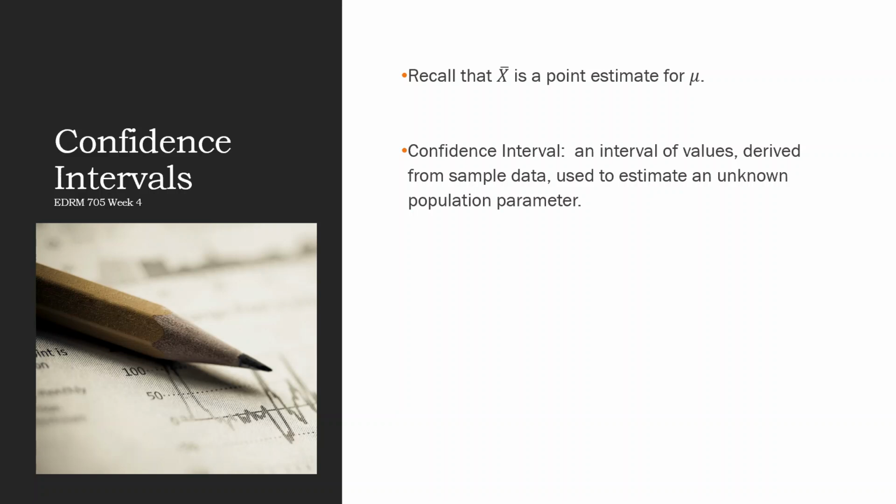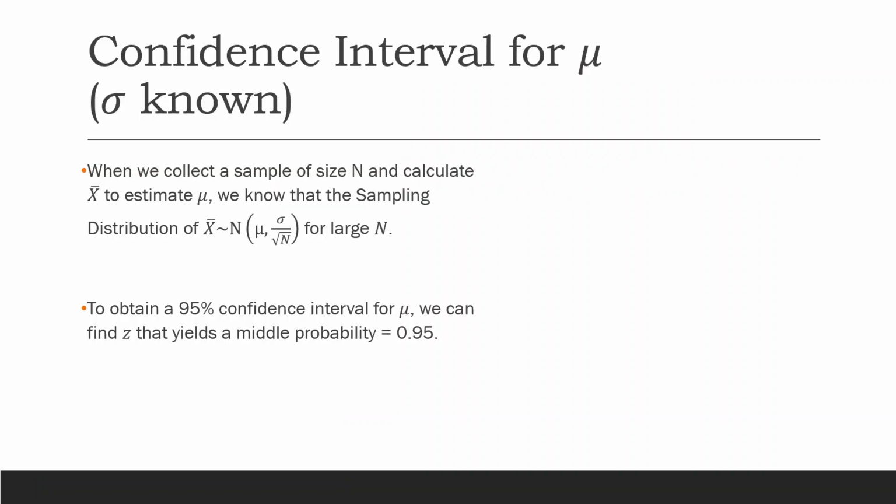X bar is our point estimate for mu, the population mean. Well, you can think of your confidence interval as an interval estimate of your population mean, right? It's an interval of values derived from your sample data that's used to estimate an unknown population parameter. That is what we get when we do confidence intervals. We get an interval estimate. And so, what I want to do in this video is derive the actual formula for confidence intervals, since this is our first introduction to that.